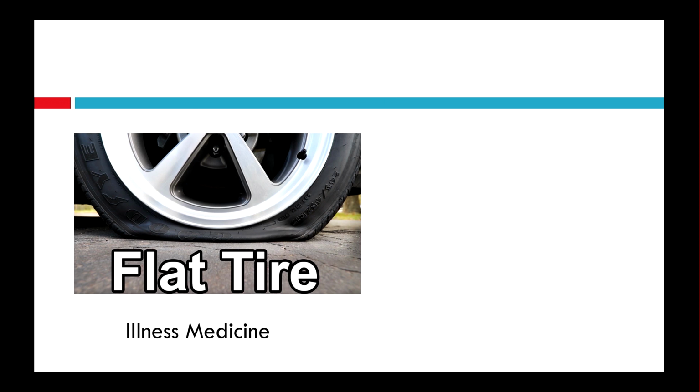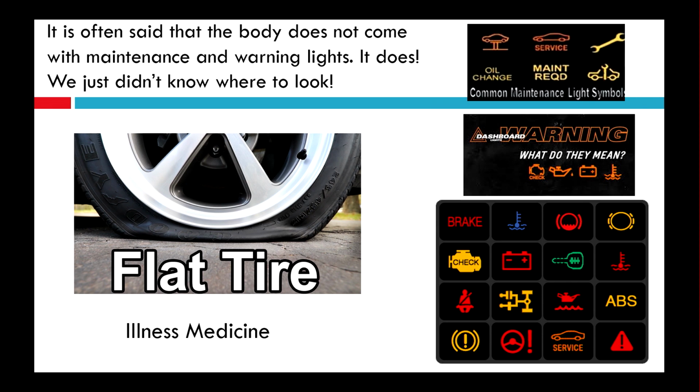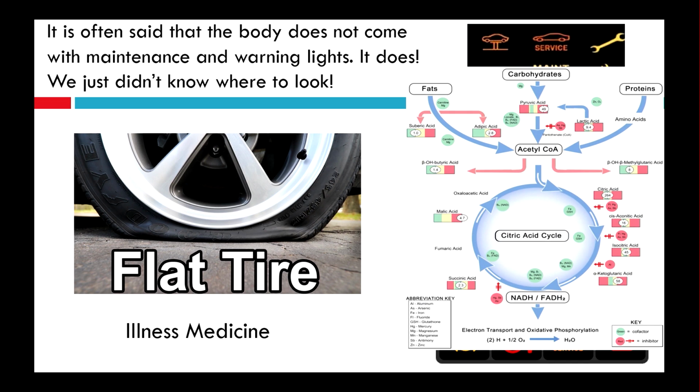Now, illness medicine is just like having a flat tire. When you go to your physician, you already have a flat tire. And we are told that the body does not come with maintenance and warning lights. It does. We just didn't know where to look. And it turns out that where we need to look is at the level of the metabolome, where it could give us an early warning.